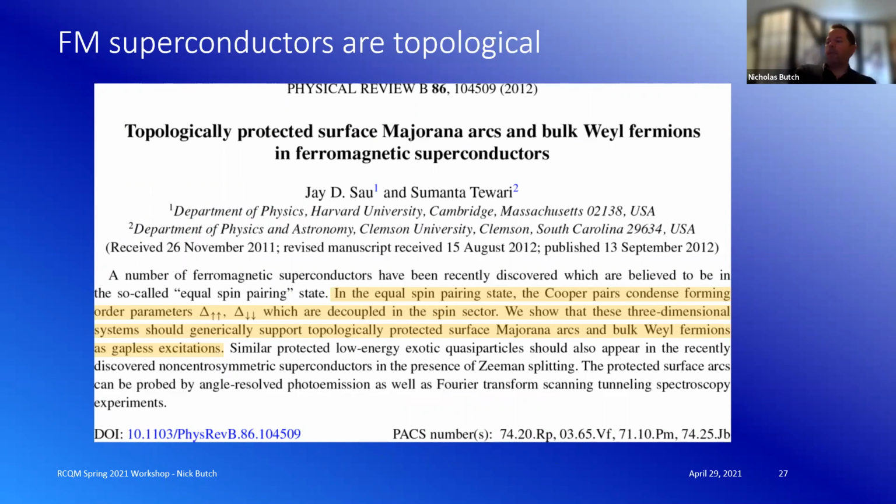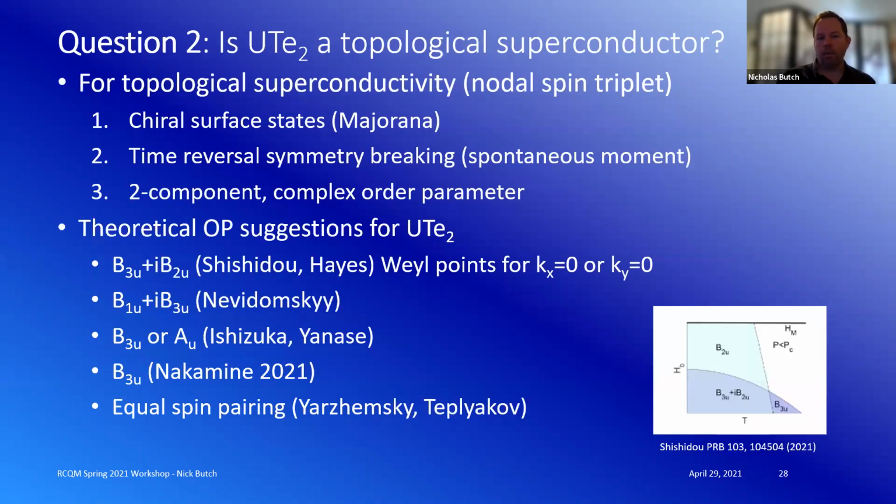So in the equal spin pairing state, Cooper pairs condense forming order parameters which are decoupled in the spin sector, and these 3D systems should generically support topologically protected surface states. So that's all the rage nowadays. And so question number 2 is: is uranium ditelluride a topological superconductor? Let's just make a list of demands, experimental demands, in order to at least make the case for this.